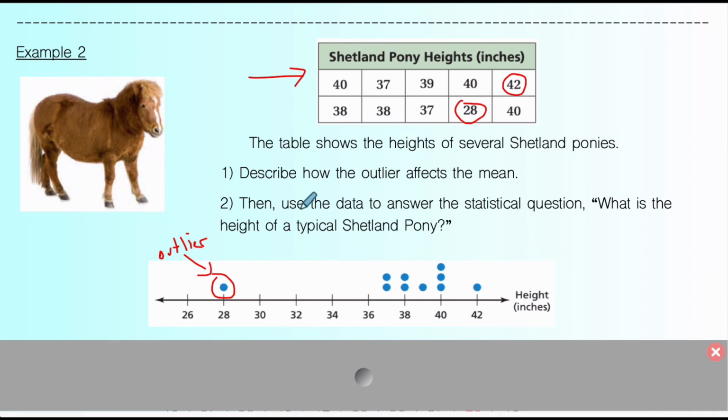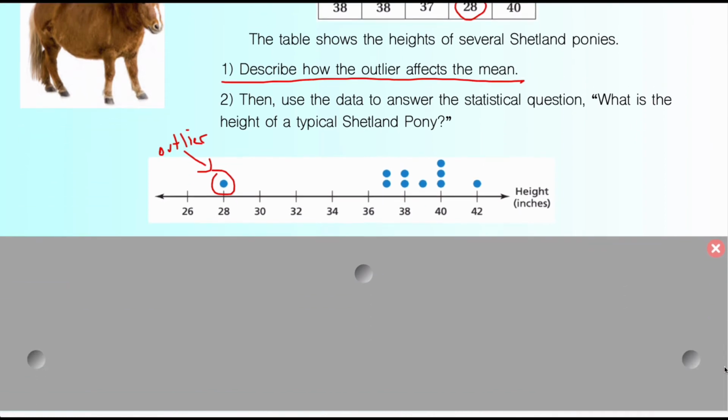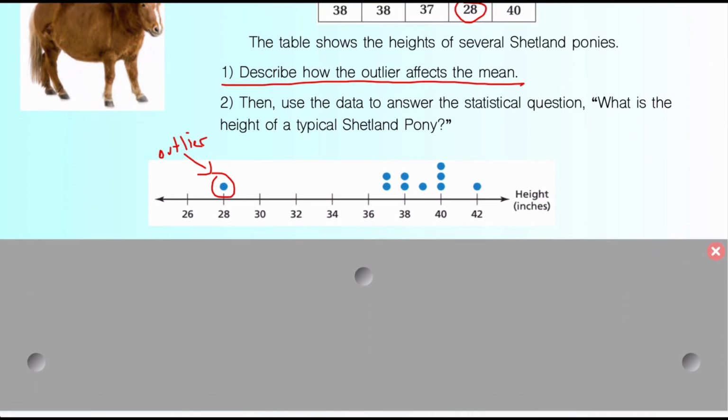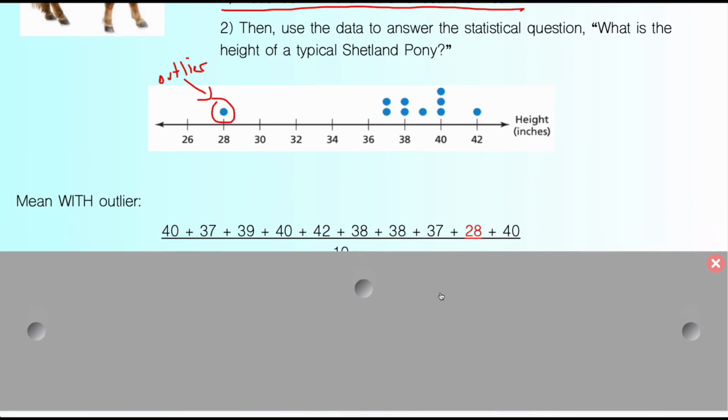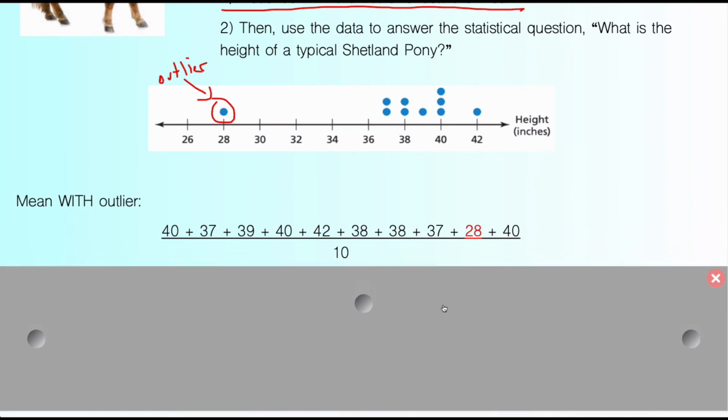So the first question, describe how the outlier affects the mean. To do that, I'm going to do something twice. I'm going to find the mean with the outlier. How do you do that? You add every number in the data set and divide by the number of things. So there's 1, 2, 3, 4, 5, 6, 7, 8, 9, 10 ponies. So I added all 10 heights, including the outlier, and now I'm going to divide by 10.